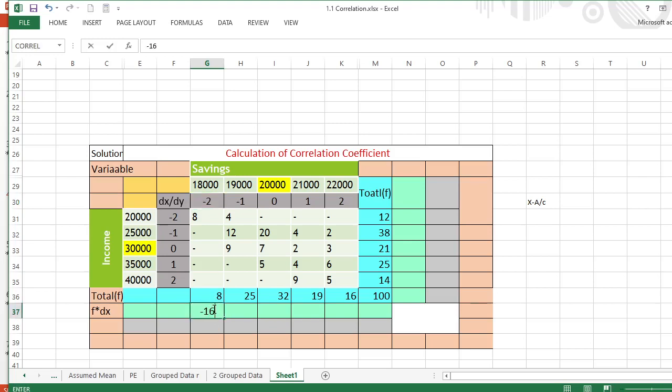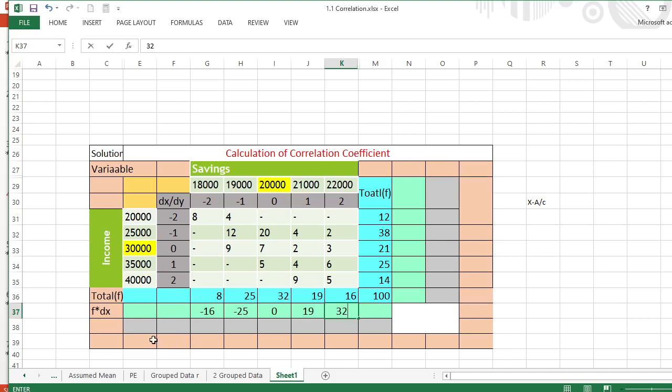Then 25 into minus 1, so it is minus 25. 32 into 0 is 0. 19 into 1, 19. And 16 into 2 is 32.